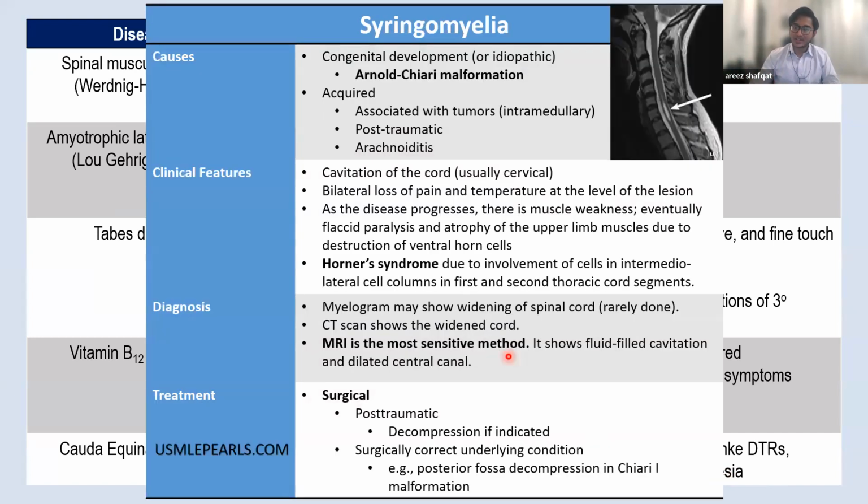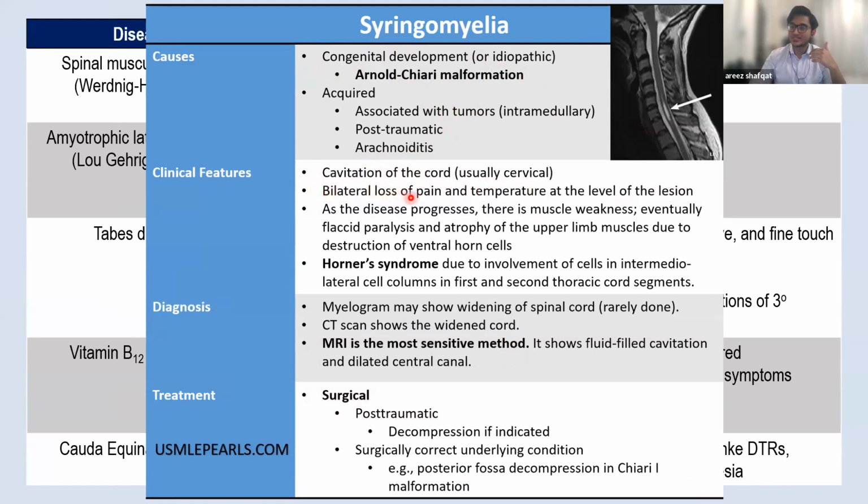What the person in the scenario had, the person who was cooking and had bilateral loss of pain and temperature sensation, was syringomyelia. It can be congenital, like an Arnold-Chiari malformation, or is associated with tumors, post-traumatic, like the person in the scenario. It causes cavitation of the central cord, of the central canal of the spinal cord. It's usually in the cervical segments.